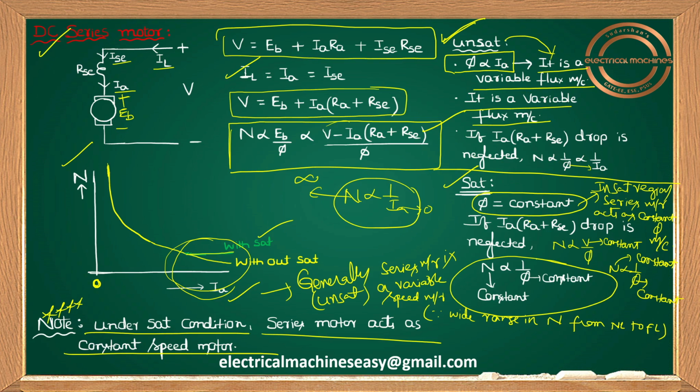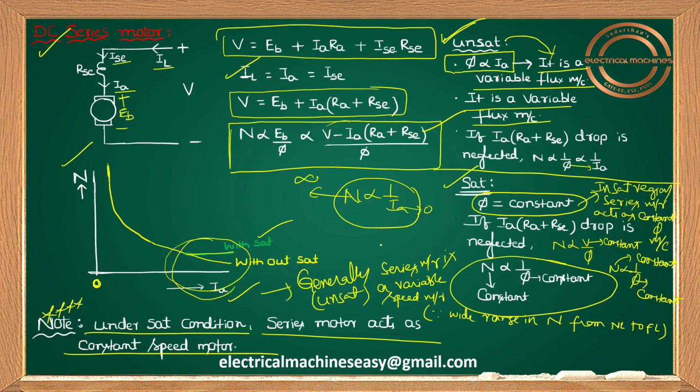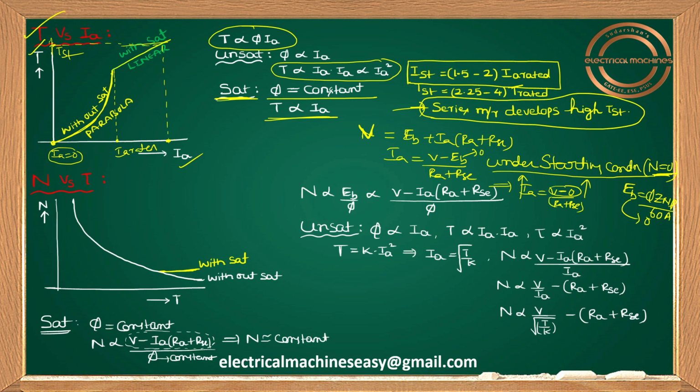So in traction applications, some coaches will be permanently connected to trains. If you want to overcome the inertia offered by those coaches connected to the engine, definitely I need more starting torque. Definitely a series motor develops high starting torque in traction application.